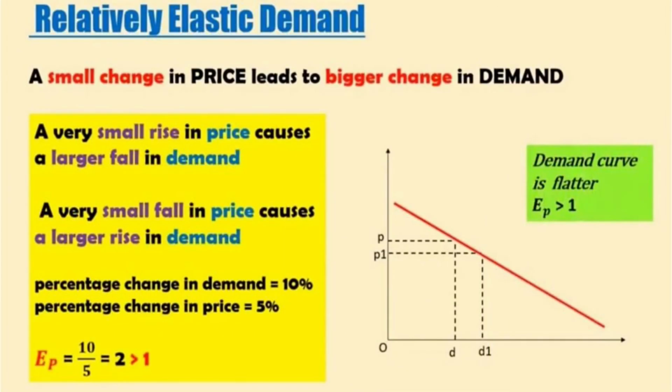So, relatively elastic. What is relatively elastic? A small change in price leads to a bigger change in demand. A very small rise in price causes a very large fall in demand. A very small fall in price causes a very large rise in demand. So the percentage change in demand is equal to 10%, and the percentage change in price is 5 rupees, 5%.